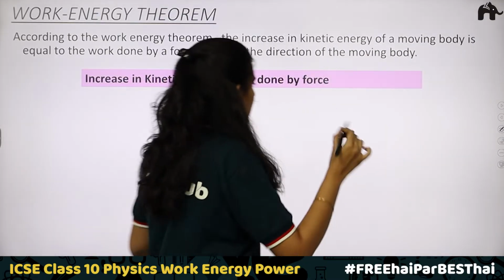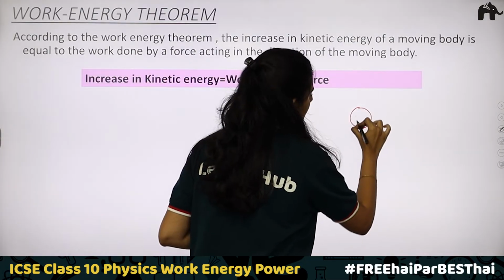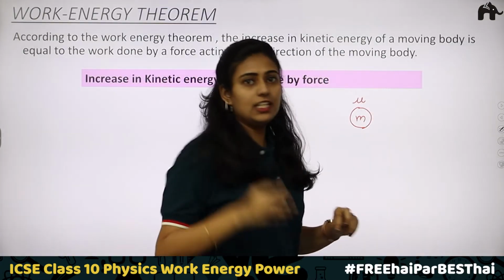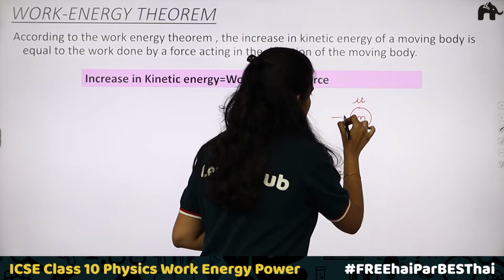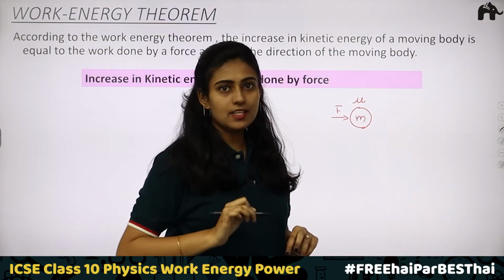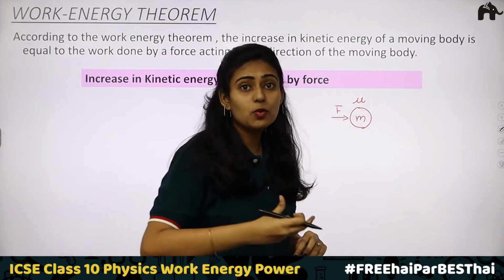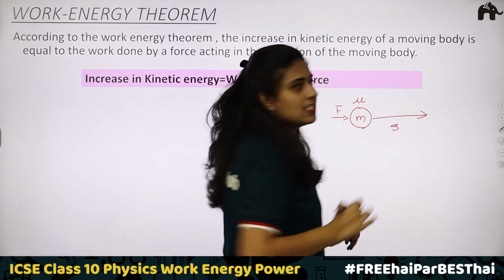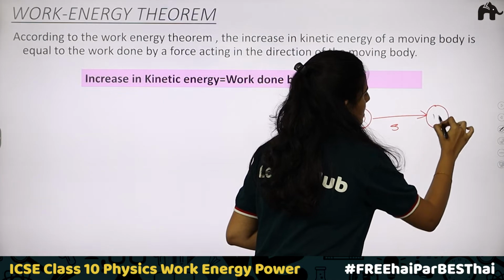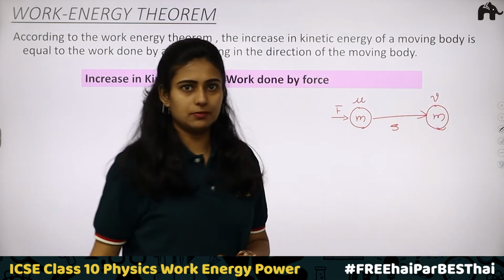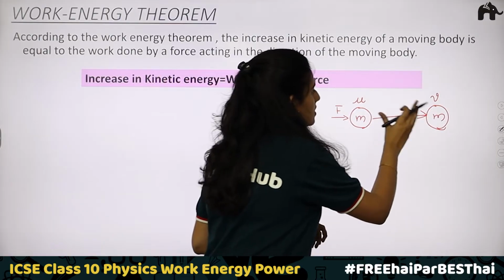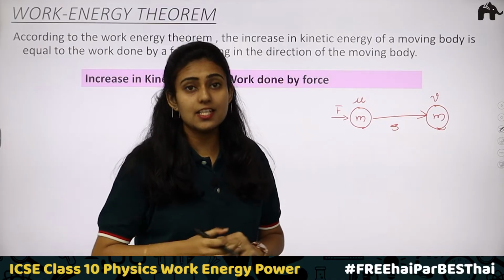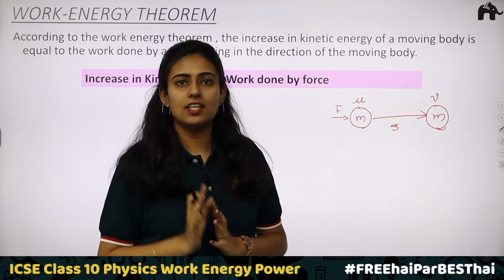Here consider a body of mass m. This body is initially moving with velocity u. You apply a force. When a force is applied, the body will start moving with a greater velocity. It is displaced through a distance s and the velocity becomes v, the final velocity. So we are going to study a proof for the work energy theorem, that is, work done is equal to the increase in kinetic energy.